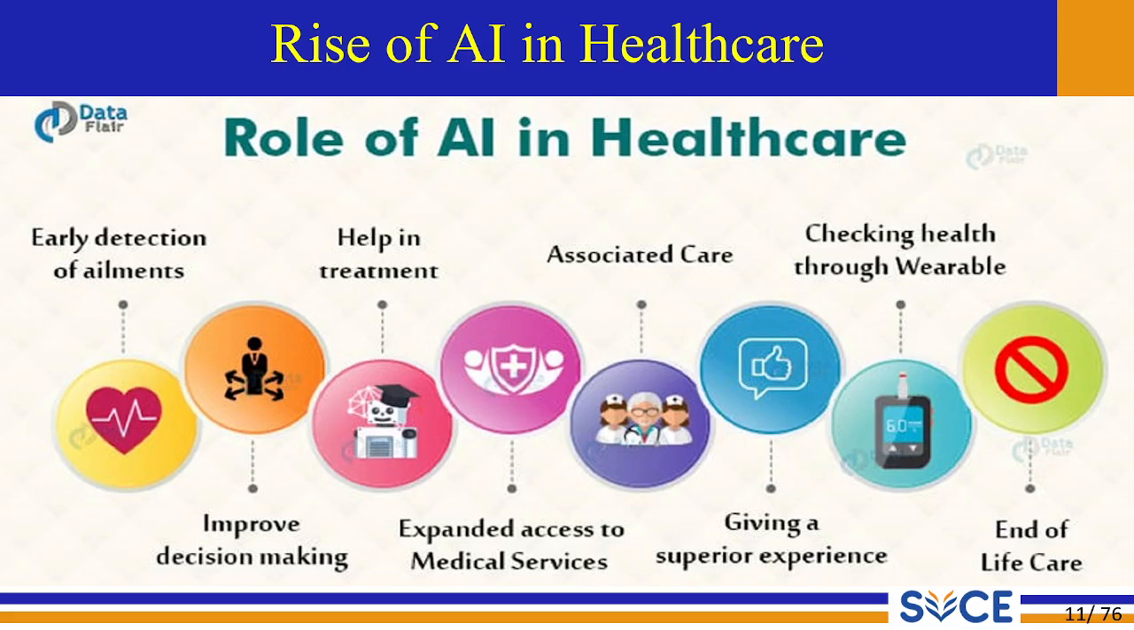The purple circle highlights associated care, coordinating between specialized caregivers and patients so that everyone stays on the same page. AI also focuses on giving a superior experience, whether it's shorter wait times or tailored health recommendations. Patients feel more cared for and informed. And with wearables, AI is checking health in real time.